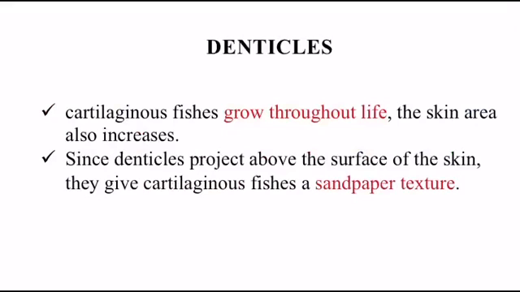Cartilaginous fishes grow throughout life, so their skin area also increases. New denticles are produced to maintain enough of these protective structures at the skin surface. Like teeth, once denticles reach maturity, they do not grow, thus they continually wear down and are lost. Since denticles project above the surface of the skin, they give cartilaginous fishes a sandpaper texture.